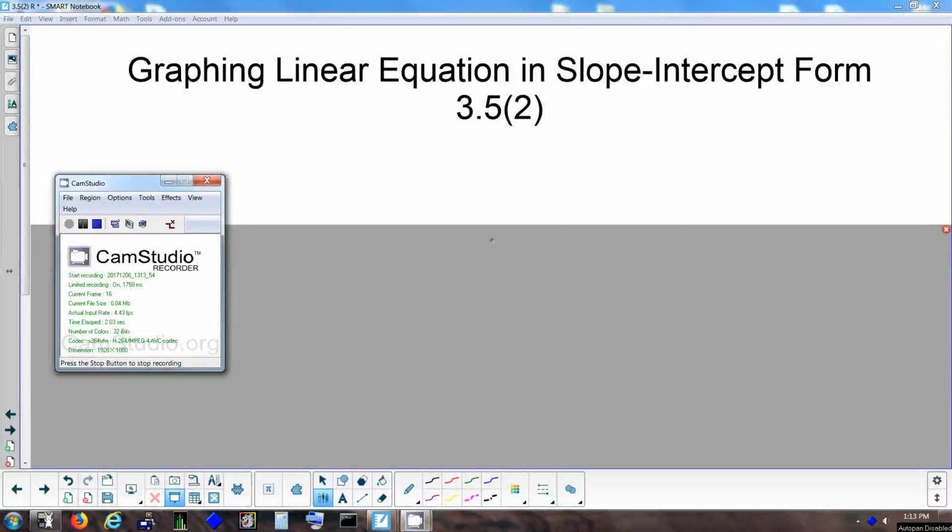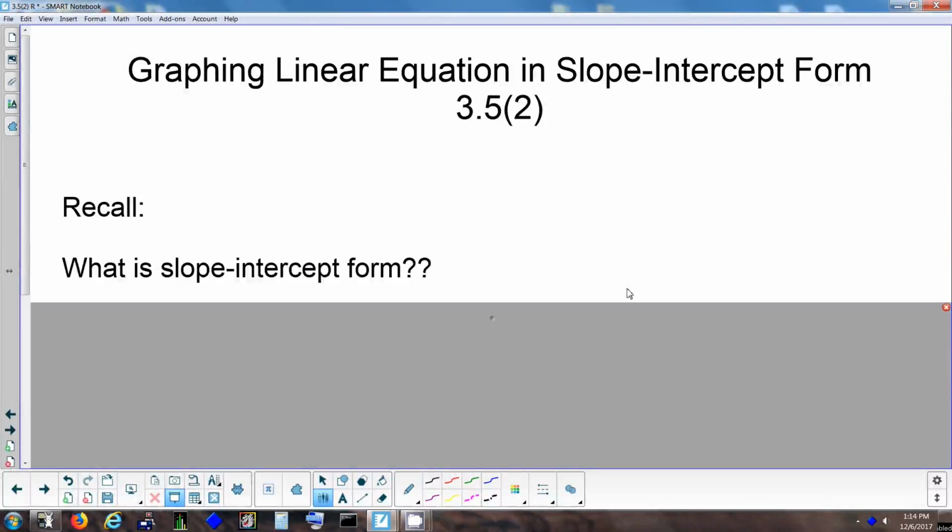Alright, good afternoon class, and today we are doing graphing linear equations in slope-intercept form, section 3.5, part 2. We already talked a little bit about slope-intercept form.